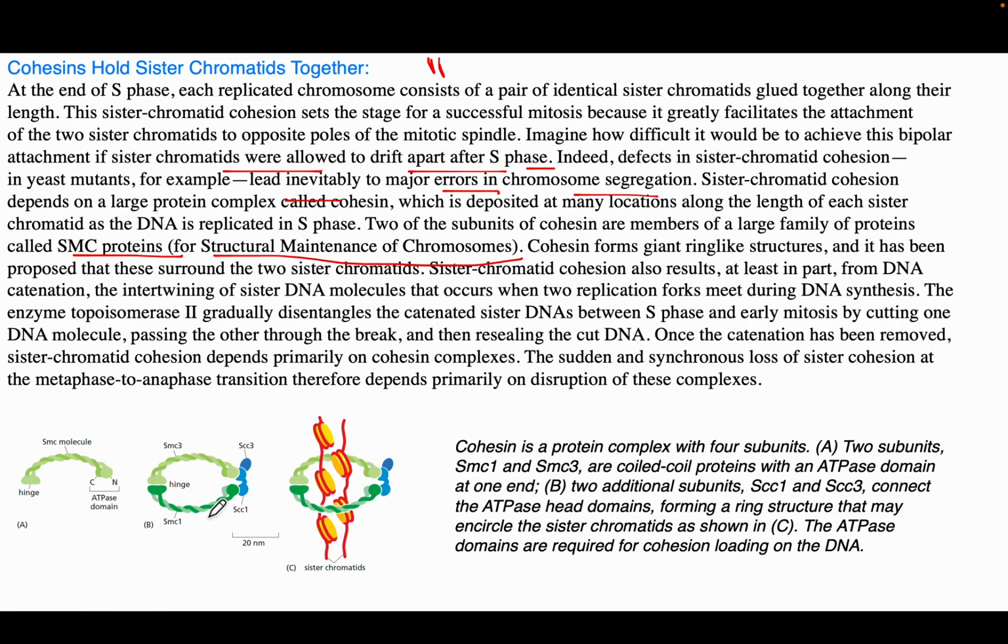These 4. So these two subunits, SMC1 and SMC3, are coiled-coil proteins, so they have an ATPase domain, and the additional two subunits, SCC1 and SCC3, connect the ATPase head domains, forming a ring structure that may encircle the sister chromatid as shown in C. These ATPase domains are required for cohesion loading on the DNA.